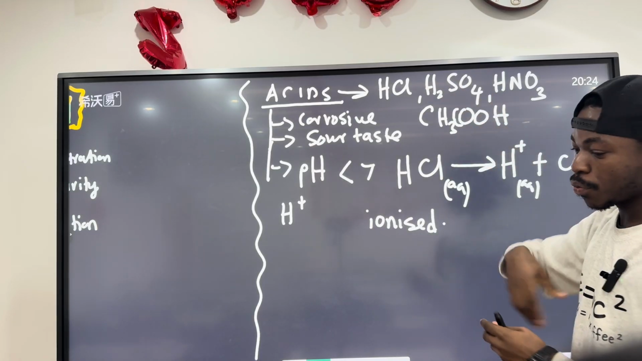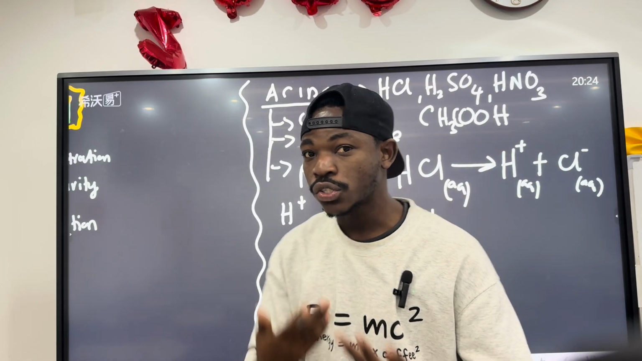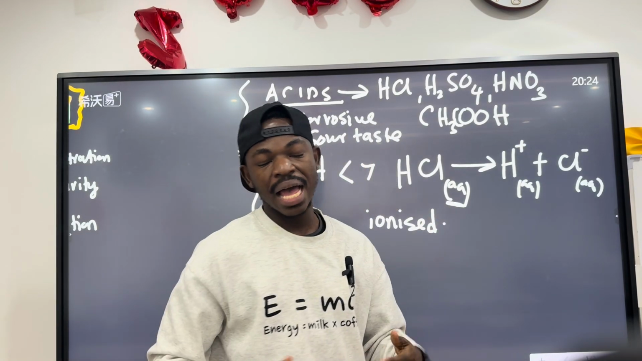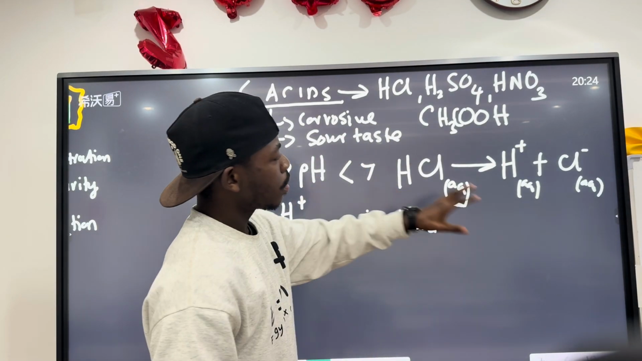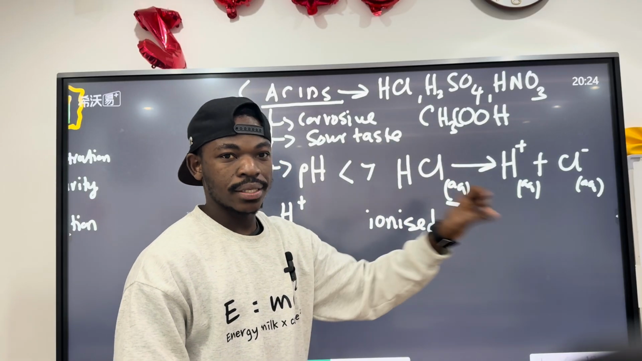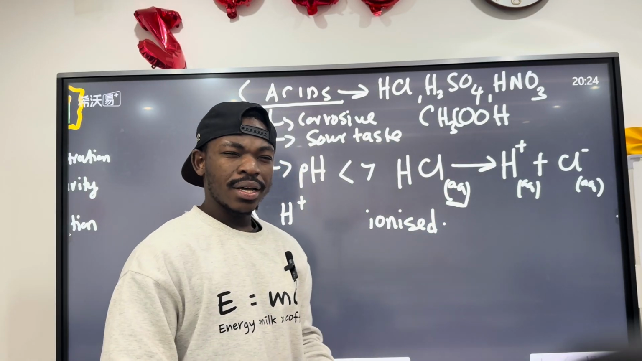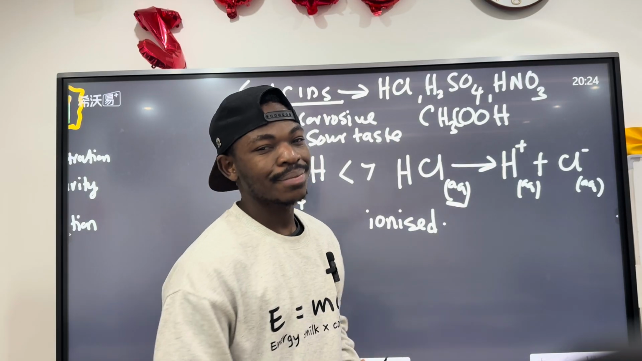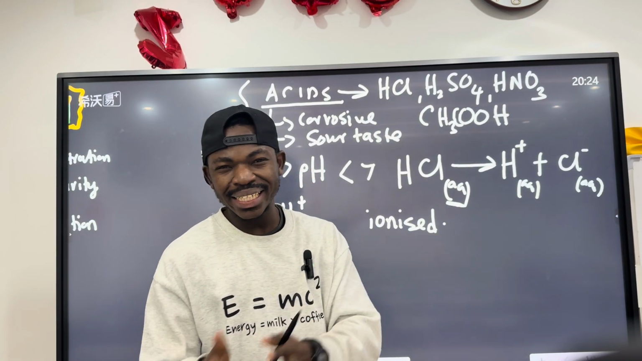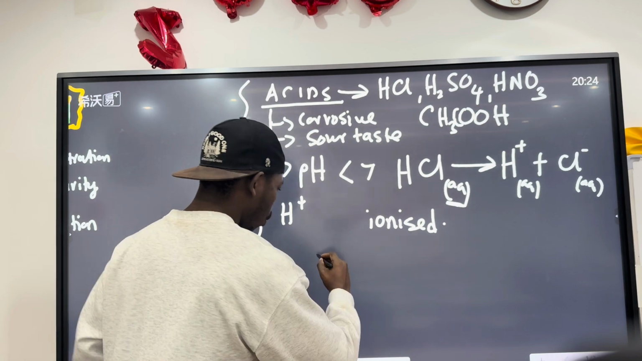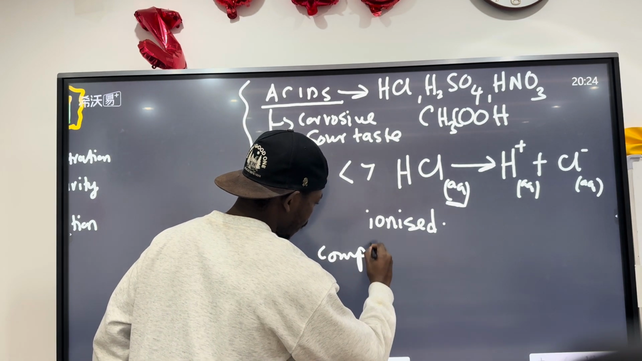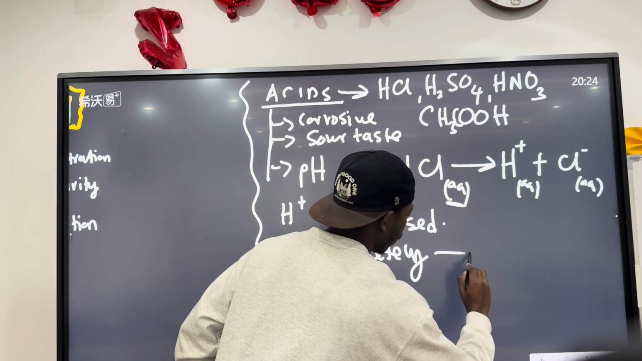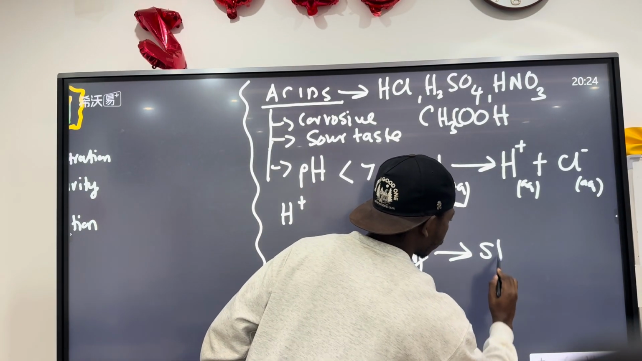So all these acids are able to ionize in what? In solution, in aqueous solution. This is a state symbol that means aqueous solution. Now, there are some acids that completely ionize and others that partially ionize. Those that completely ionize, we call them strong acids.